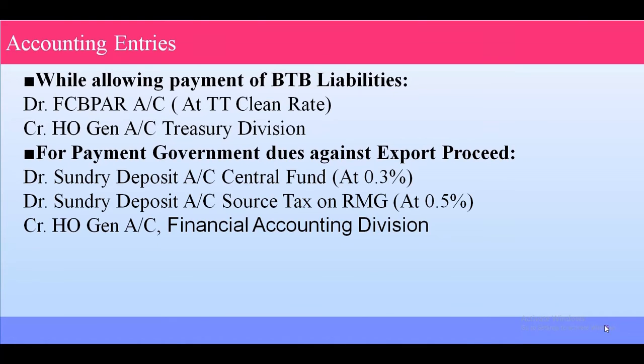For payment of government dues against export proceeds: debit sundry deposit account central fund, at 0.3%. Debit sundry deposit account source tax on RMG, at 0.5%. Credit HO general account, Financial Accounting Division.